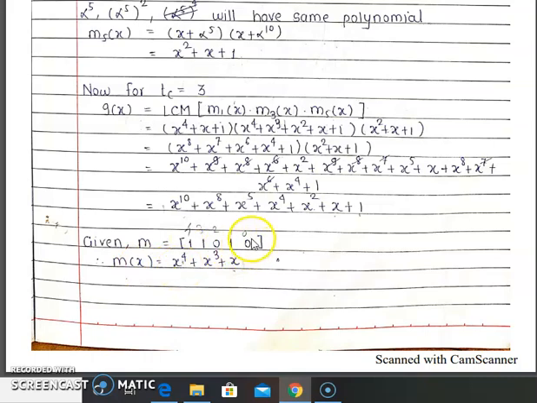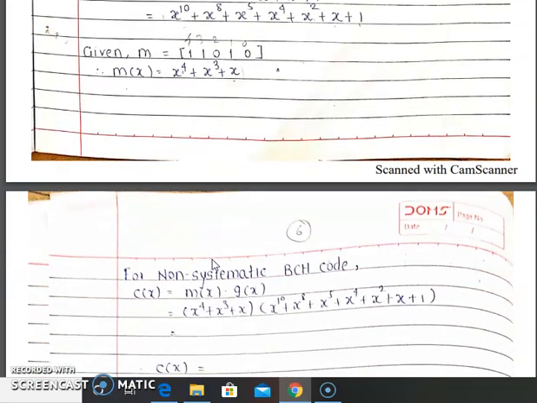Starting with 0, 1, 2, 3, 4: x raised to 4 is present, then x cube is present, then x square is 0, so 0 multiplied by x square is not there. Then x is present, and x raised to 0 is 0, so it is absent. So this is the message polynomial: x raised to 4 plus x cube plus x.